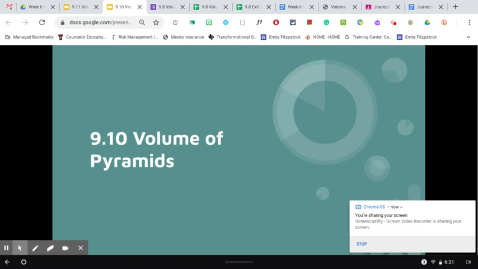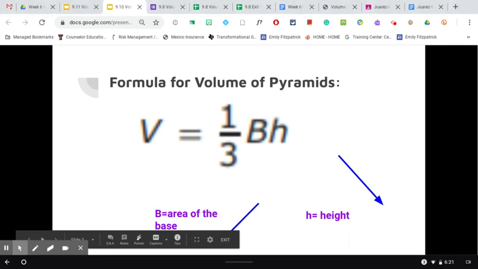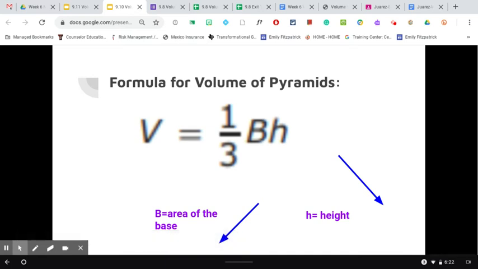Here we have our formula. Volume equals 1/3 base times height. So the big B is the area of the base. Oh, my arrows are off. Okay, that first arrow should be pointing to the big B. The big B is area of the base, and then the H is the height, just like it has been in all the other formulas.